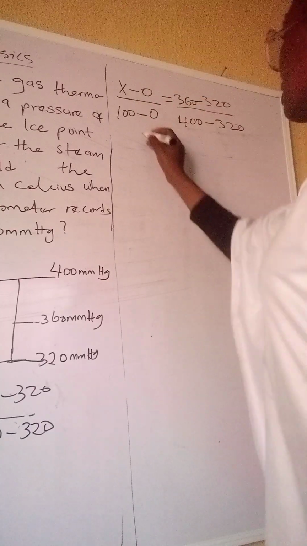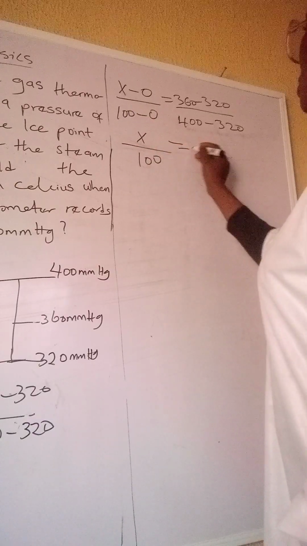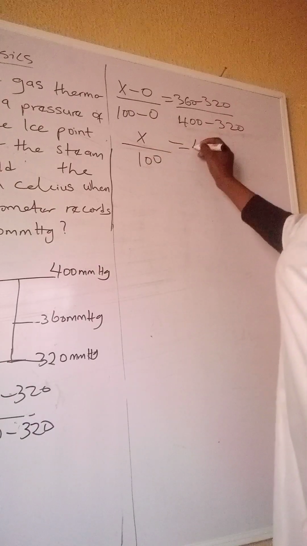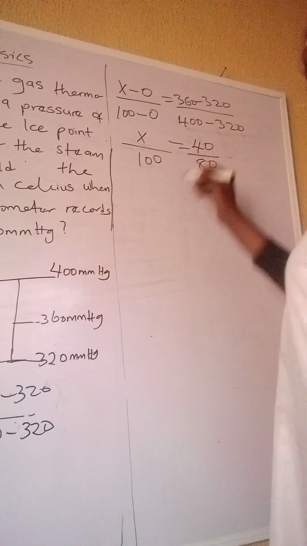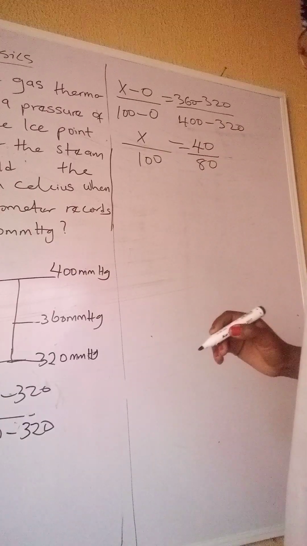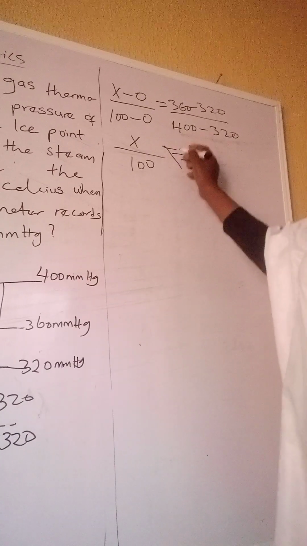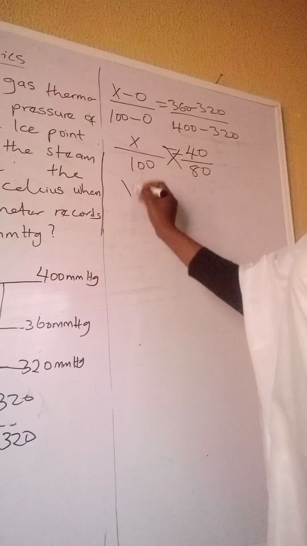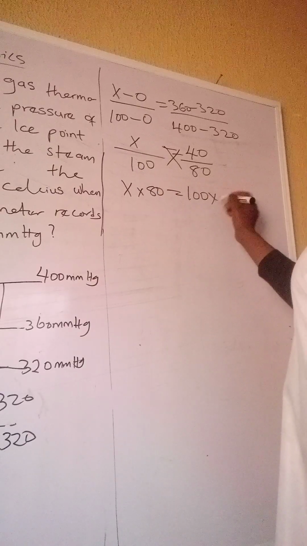x minus 0 is x. 100 minus 0 is 100, is equal to 360 minus 320, which is 40, over 400 minus 320, which is 80. Are you following what I'm doing? Okay, so we cross multiply. We have x times 80 is equal to 100 times 40.